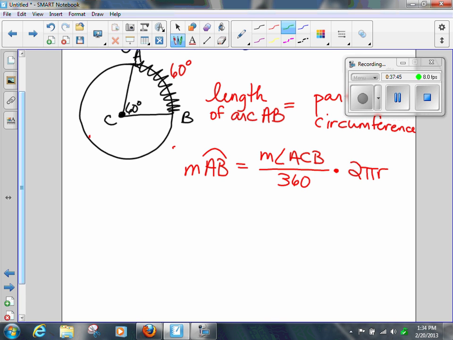So what is the measure of ACB? It would be 60 divided by 360 times 2 pi r. Do I know the radius of this particular circle? I don't know the radius. Can you simplify 60 over 360? What is it? 1/6. Does anybody recognize 2 pi r? It is the circumference. So I want you to look at this.